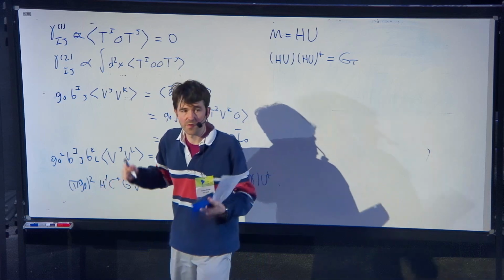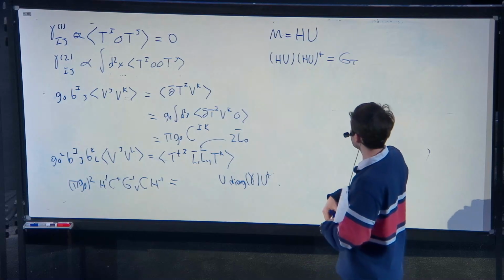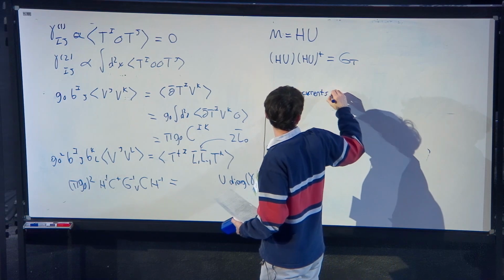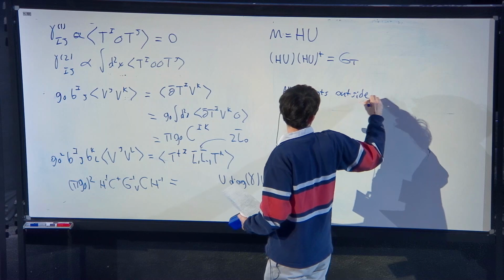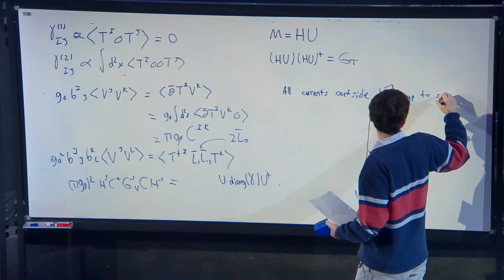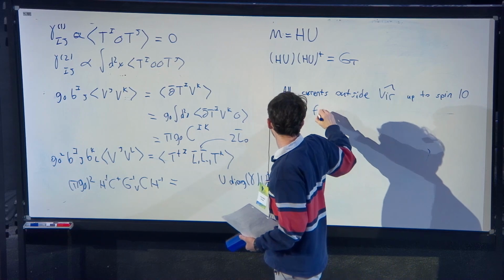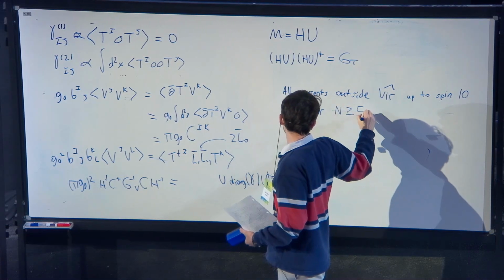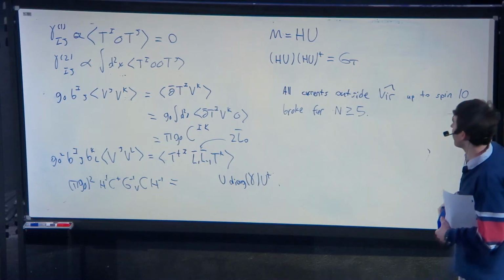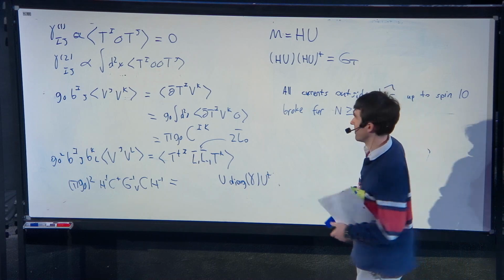And that's what we did until we ran out of computer power, which happened at around spin 10. But the results up until spin 10 were quite promising. They showed that all the currents outside Vir hat, up to spin 10, they broke for n greater than or equal to 5. And the code for this would be tedious to describe now, but it's online. Anybody can download and run it.